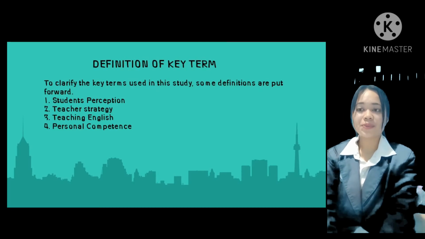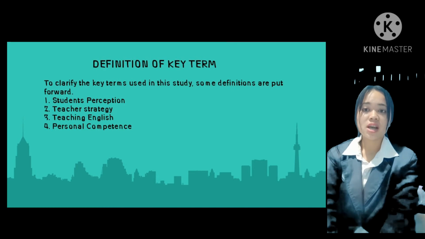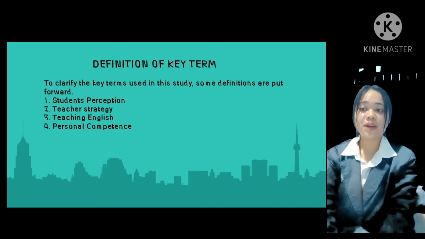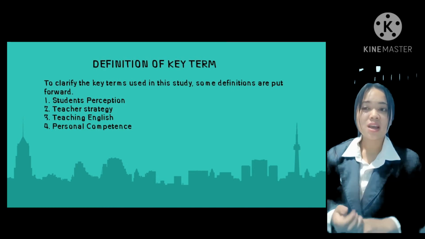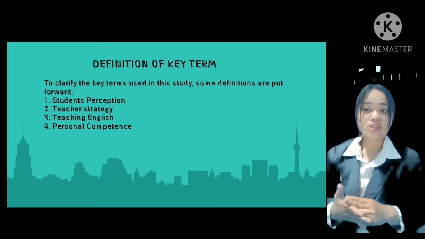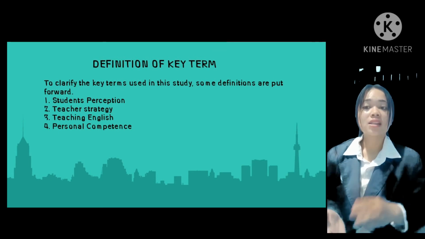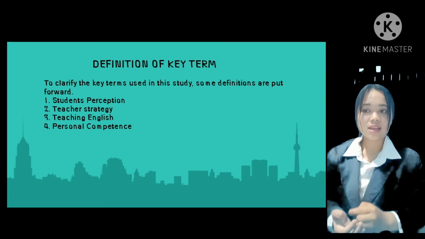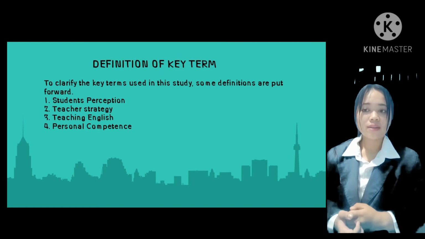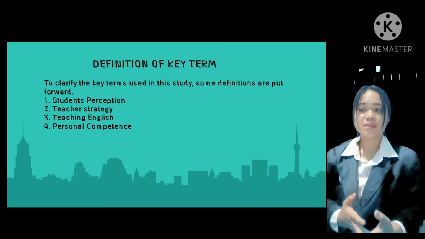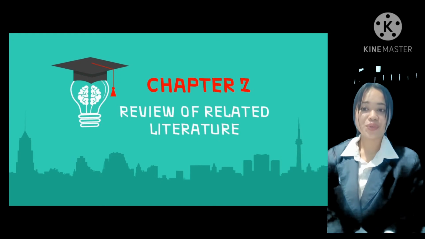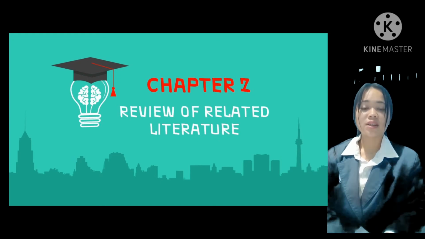Definition of key terms. To clarify the key terms used in this research, some definitions are put forward. 1. Student perception. 2. Teacher strategy. 3. Teaching English. 4. Personal competence. Chapter 2. Review of related literature.